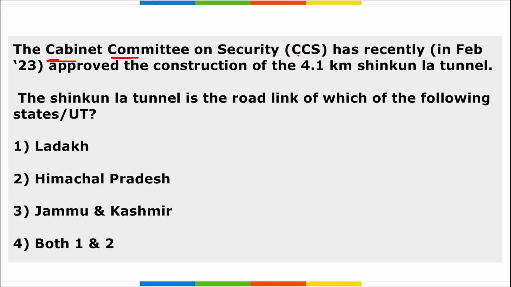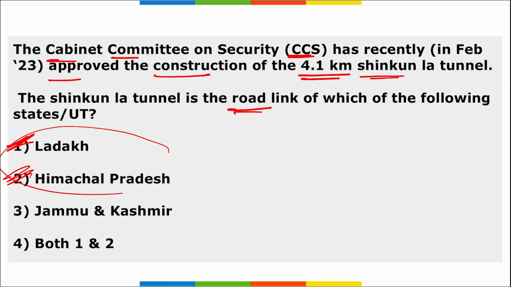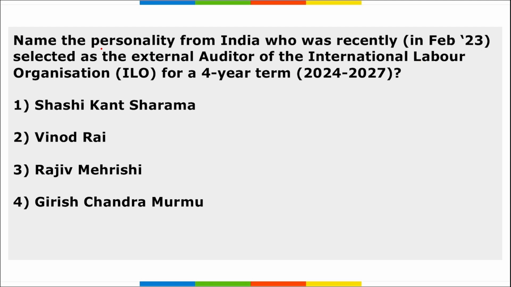Next is the committee. The Cabinet Committee on Security, CCS, has recently approved the construction of the 4.1 kilometer Shinkunla Tunnel. This Shinkunla Tunnel is the road link of which of the following UTs or states? So this Shinkunla Tunnel is between Himachal Pradesh and Ladakh. That is Ladakh and Himachal Pradesh. Option 4 is correct here. Shinkunla, 4.1 kilometer long.